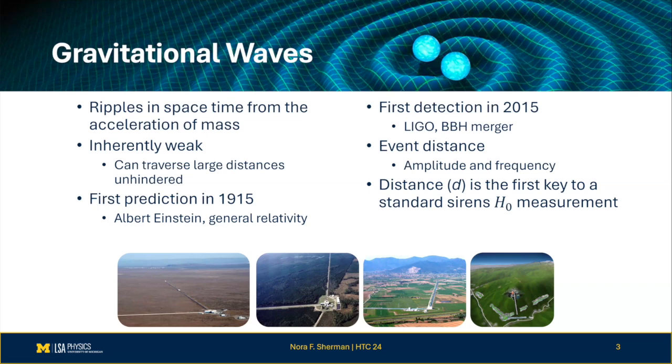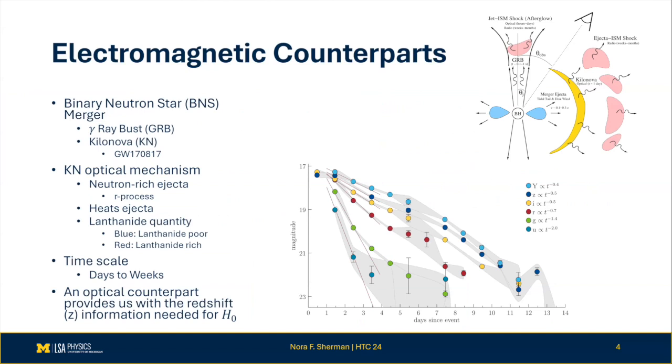So certain of these dead star remnant mergers will also produce an electromagnetic counterpart. If we take, for instance, binary neutron star mergers, they produce an electromagnetic counterpart that has both a gamma ray burst and kilonova component. Now, this kilonova component is particularly interesting because it's able to be optically detected.